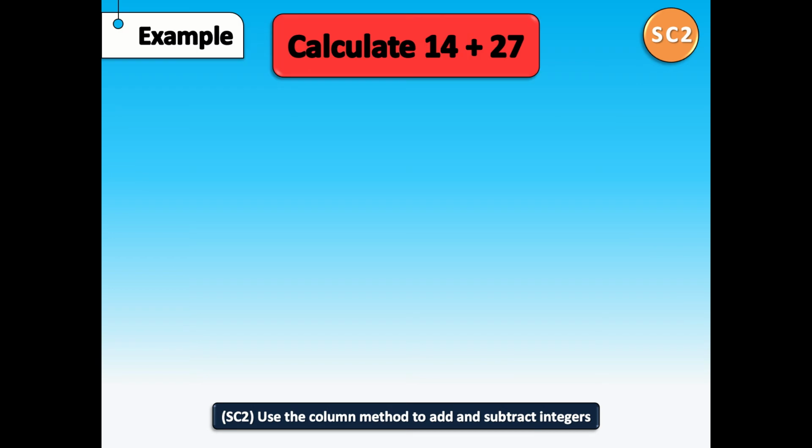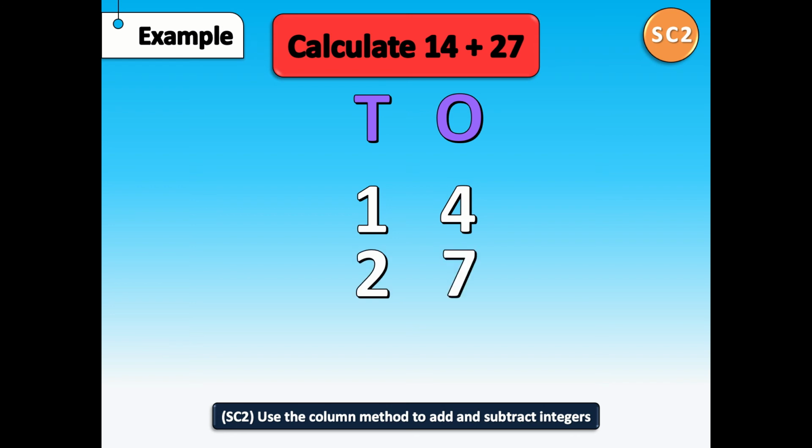So we want to calculate 14 plus 27. So we set it out, and we need to put it in columns of tens and ones. So 14 is 1 ten and 4 ones, and 27 is 2 tens and 7 ones. Now we've got them into columns, we can add them together.